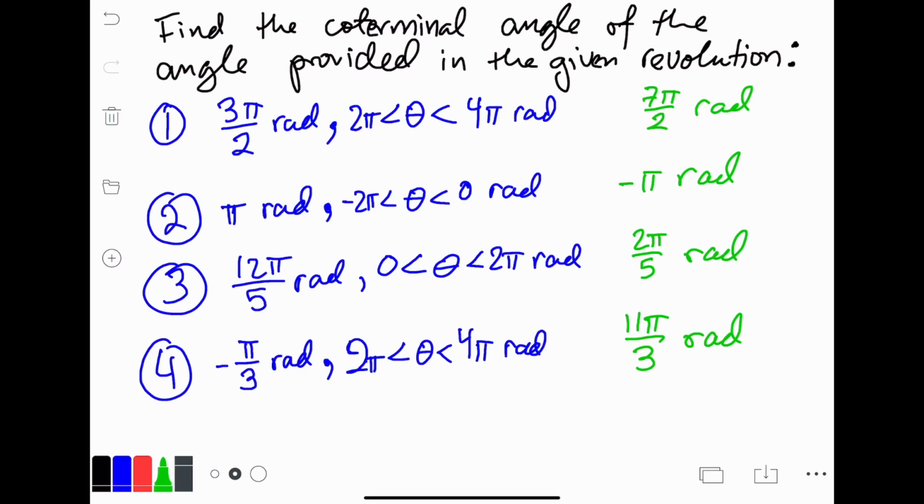And there you have it. Here are the answers. Notice that the fourth one was probably the trickiest one because you actually had to add 2 pi twice to get to the proper revolution that you needed to.